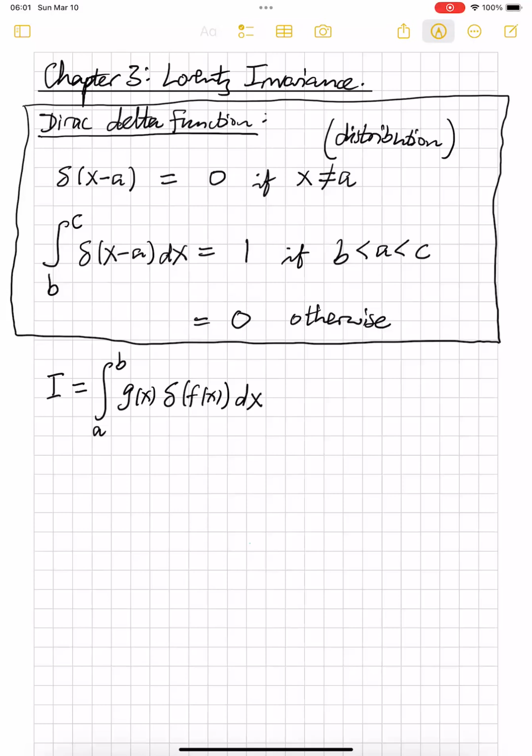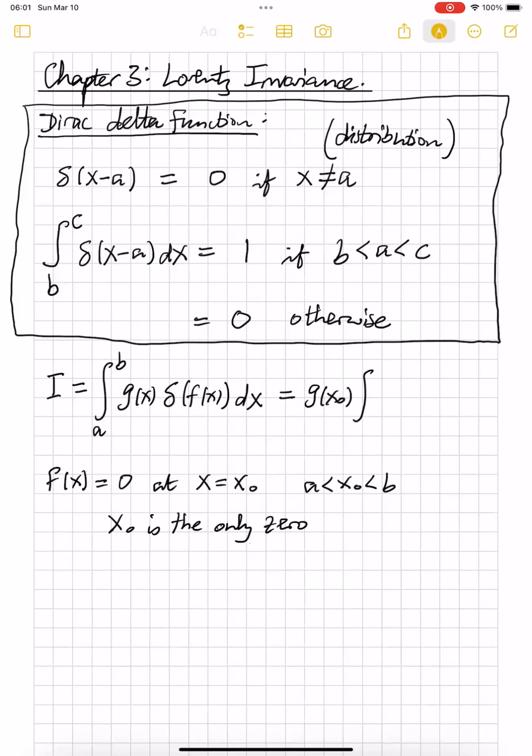So that's why this is a useful example to consider. So let's imagine that f of x is equal to 0 at x is equal to x naught. We will also assume that x naught lies inside our integration domain, and we'll also assume that x naught is the only 0. So that means the complete contribution to the integral comes from the point x is equal to x naught. So as soon as I know that's the case, I can evaluate g of x at x naught, and it's now a constant, so I can pull it out of the integral.